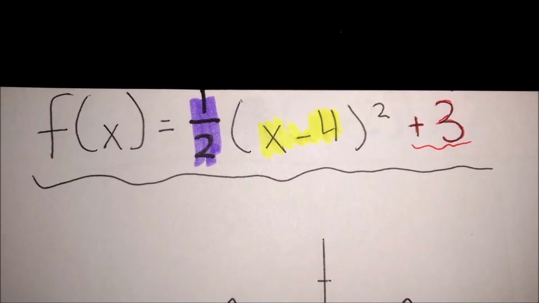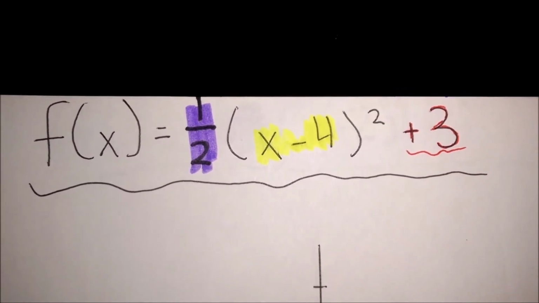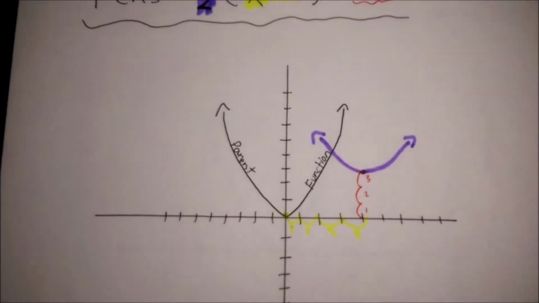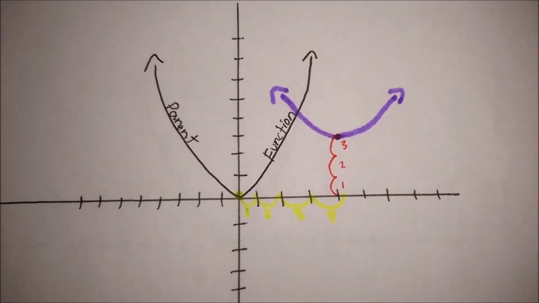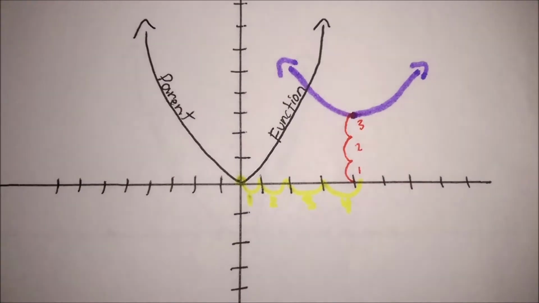F of x equals 1 over 2 times x minus 4 squared plus 3. First off, x minus 4, we would move the parent function over to the right 4 and then up 3 because it's plus 3. Then the 1 over 2 is a vertical shrink, so it would be a parabola. That's the end of the function.